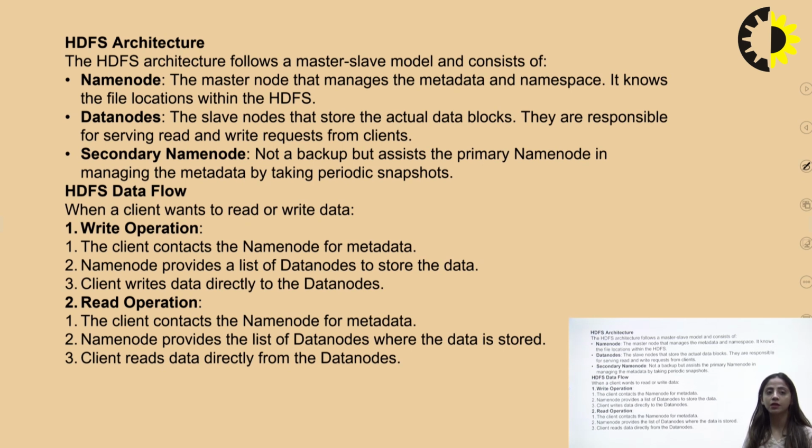Now, this is how the data flow happens in HDFS. Number one is the write operation. The client contacts the name node for metadata. Name node provides a list of data nodes to store the data. Client writes data directly to the data nodes. In the read operation, the client contacts the name node for metadata. Name node provides the list of data nodes where the data is stored. Client reads directly from the data nodes.